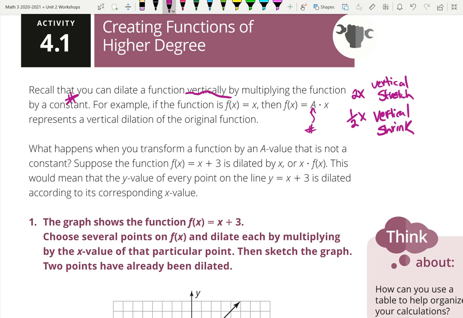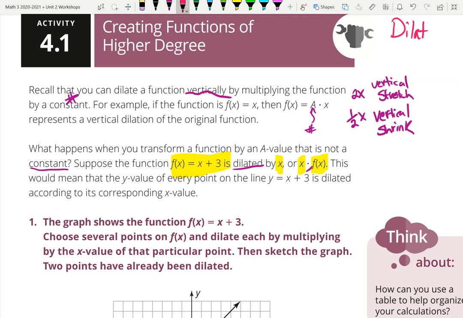So what happens when you transform a function by an a value that is not a constant, multiplying it by something that's not just a number? Suppose the function f of x is equal to x plus 3 is dilated by x. They're saying the function, this rule, is dilated by x. What is dilated? Multiplication. Remember that.